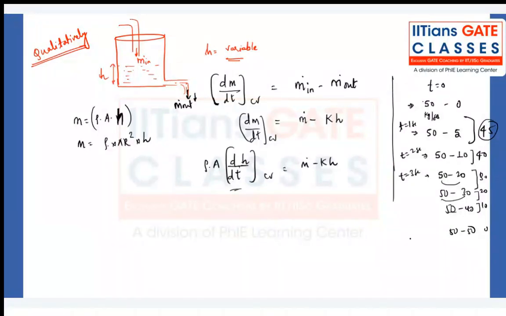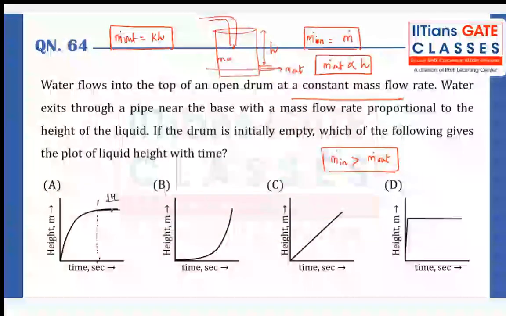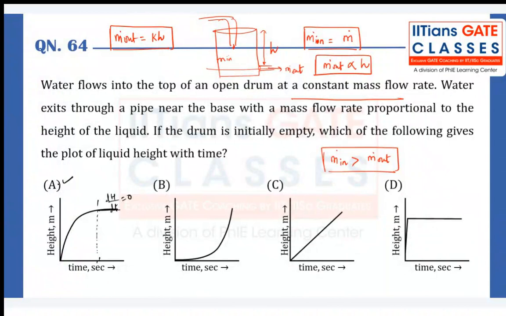When it becomes zero, the slope dh by dt after some point of time has to be zero. And my dear friend, which graph is showing you dh by dt equal to 0 after a certain point of time? After a certain point of time, a steady state condition has to be reached, and this slope is 0. Either A is correct or D should be correct, but we will see which is correct.